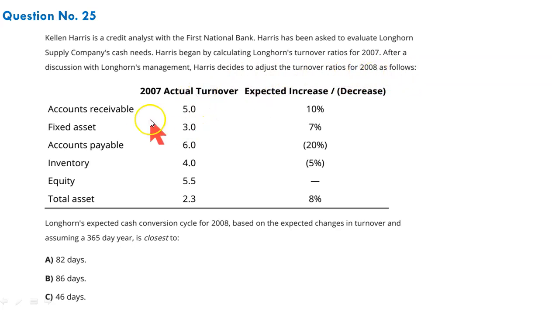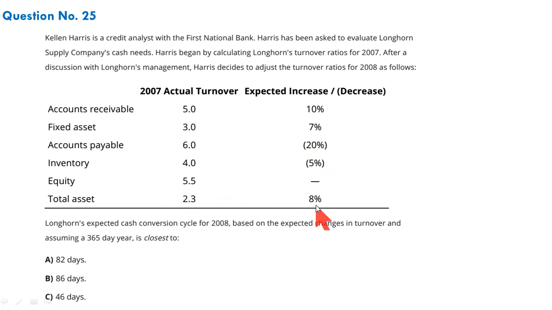These were the actual turnovers for 2007. There are some expected changes. Account receivable turnover is going to go up by 10%. Fixed assets turnover will increase. Accounts payable turnover will decrease. Inventory turnover will decrease. There is no change in equity. Total assets turnover is going to go up as well.